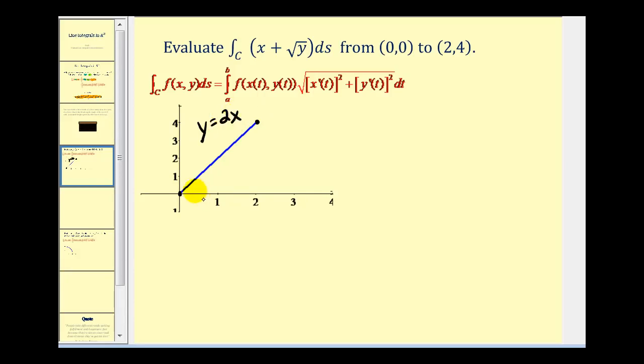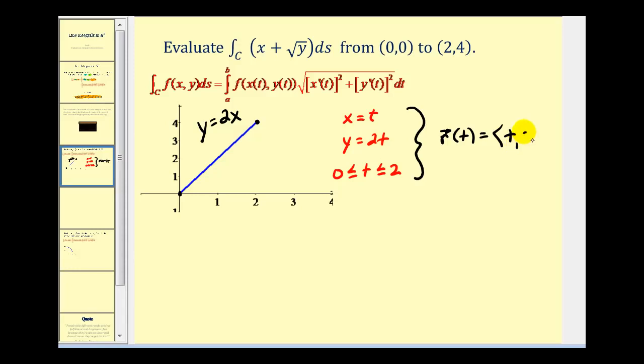So the first thing we need to do is parameterize this path in the xy plane. Well, if we let x equal t, and if x is t, y would be 2t, and t would be on the closed interval from 0 to 2. So if we want, we can rewrite this as r of t is going to be equal to t comma 2t, and t is on the closed interval from 0 to 2. Now we need to rewrite f of xy in terms of t, and then replace differential s with the magnitude of r prime of t dt.